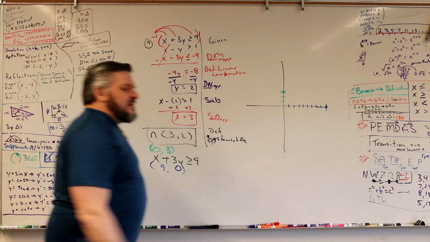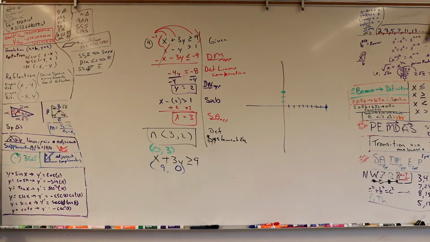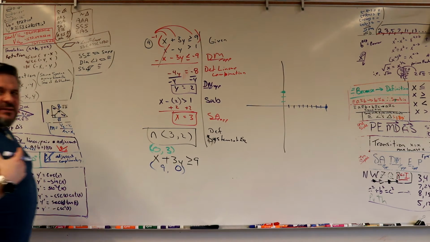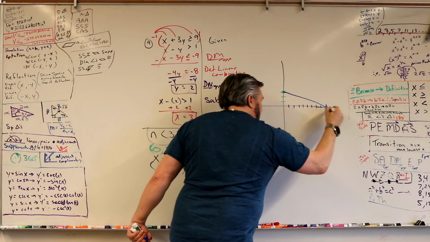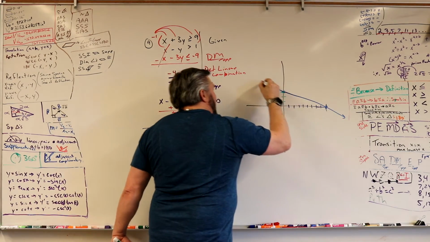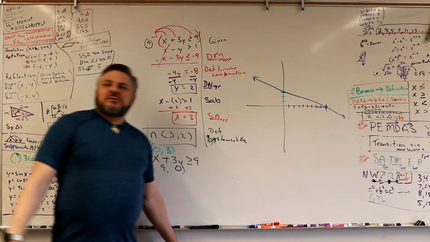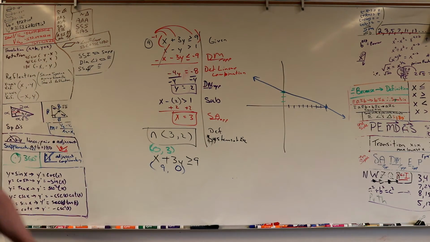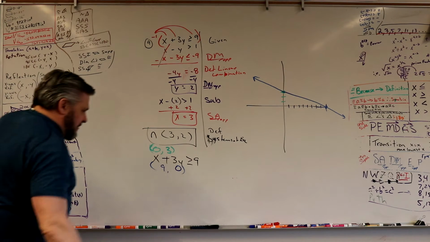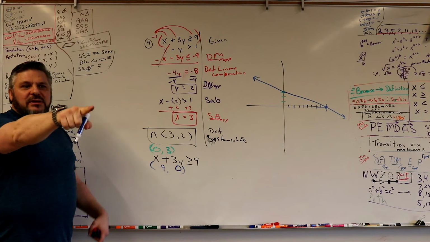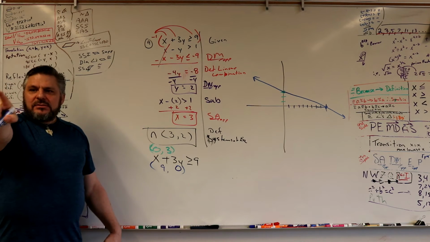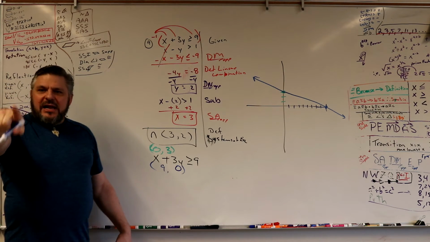Now, is this graph dotted or solid? Is this line dotted or solid? Solid, good. Okay, so we're just going to go like this. Now, here's the big question. Do we shade it up or do we shade it down? Shade it down. Down, down, down, very good.